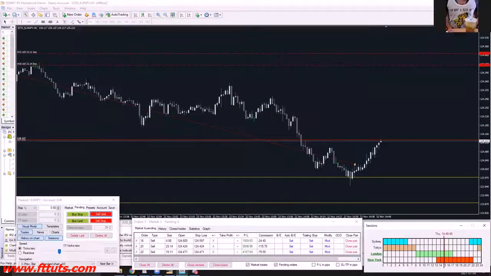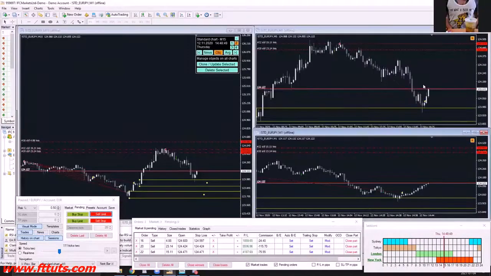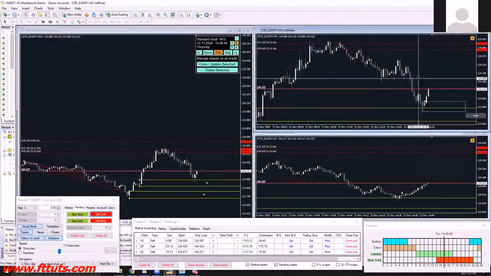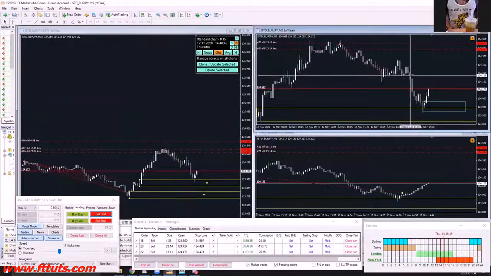Wait, actually, let me look at the M5 real quick. Can you take the M5, is that right? The M5 is a little bit higher. Is it? Check. Yeah, it is. It mitigated this 5 minute order block.